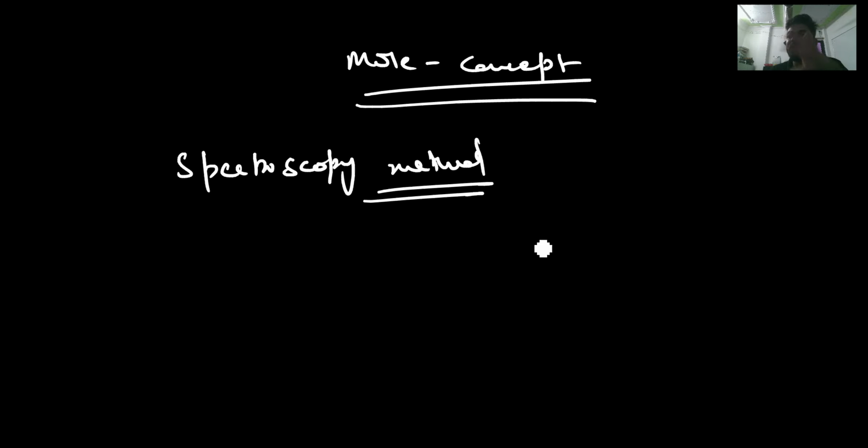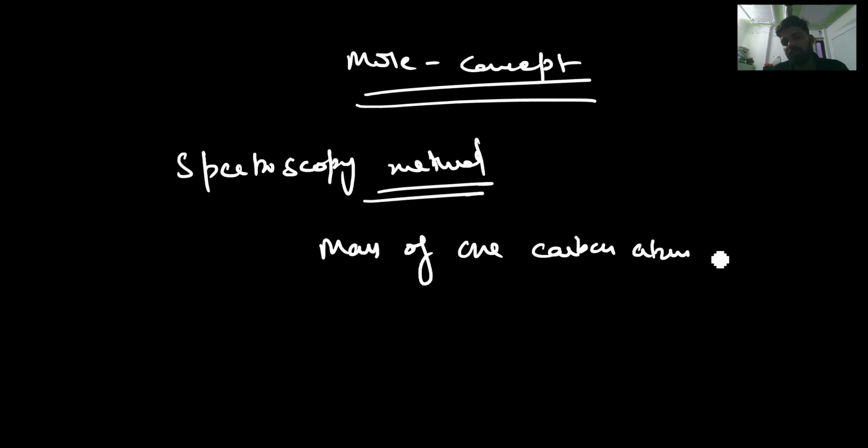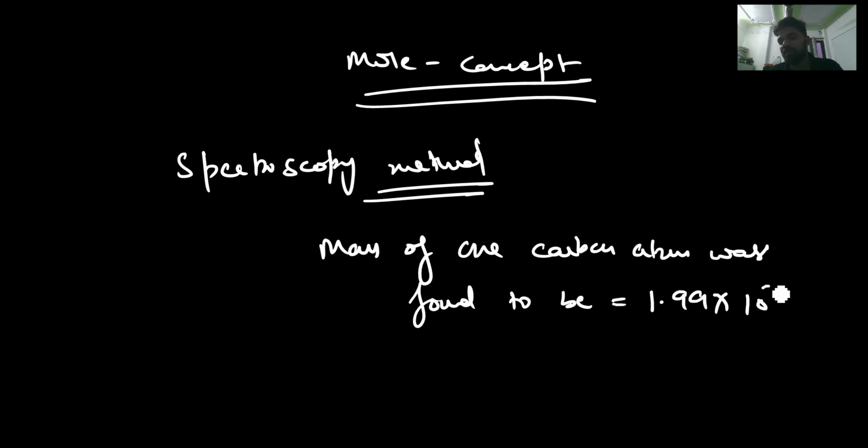Earlier we were just comparing it with the atomic mass, 1/12 the mass of the carbon-12 atom, but as the techniques became highly advanced, we were able to calculate the mass of one carbon atom. And the mass of one carbon atom was found to be 1.99 into 10 raised to the power minus 23 grams.